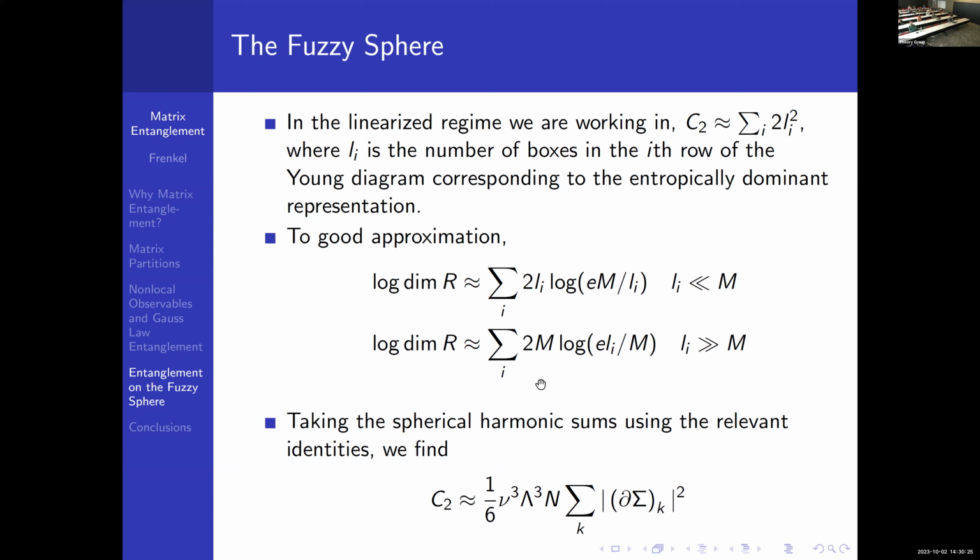what log dim R is. If L_i is much smaller than M, then you get this area law-like, or perimeter law-like, behavior where you're summing over the length of the entanglement cuts times some logarithmic correction. And when the lengths are much larger, so when the branes are densely packed, and when they're very sparse, then log dim R is just going to count the number of branes inside the subregion. So it's like a perimeter law versus a volume law in the fuzzy sphere.